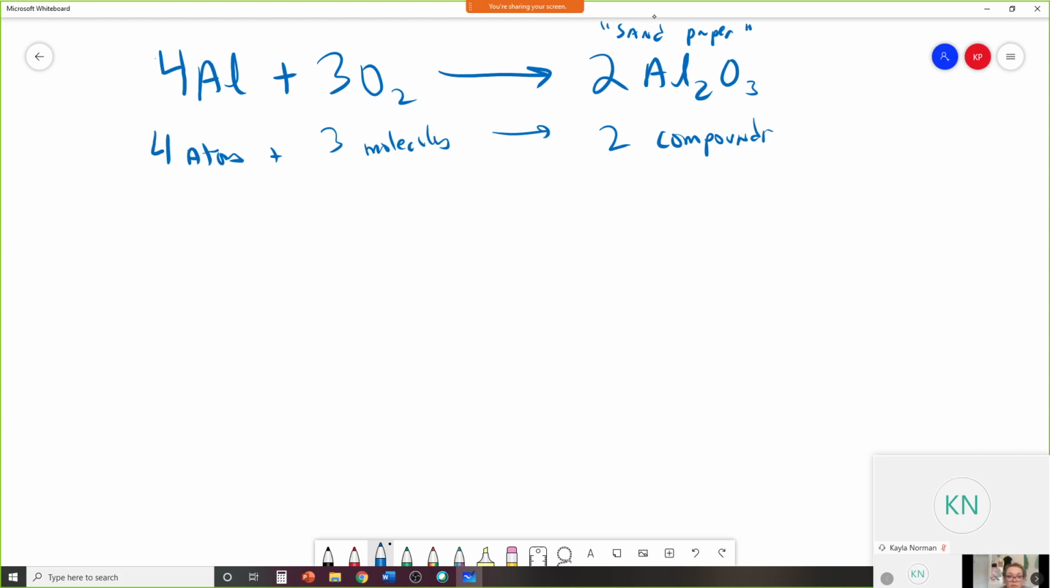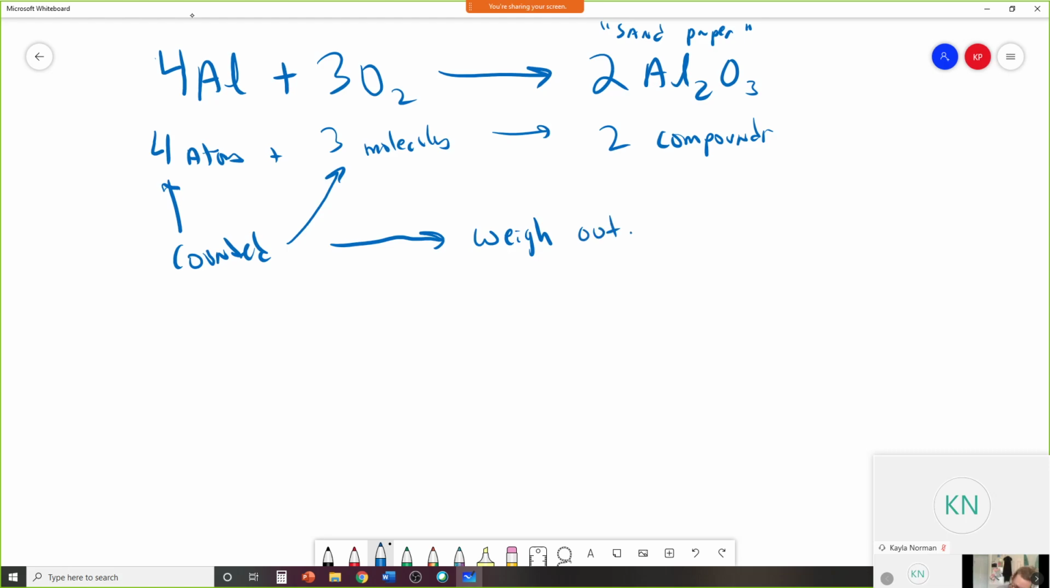So what can we do? Well, I'm not going to count out 4 bazillion atoms and 3 bazillion molecules to make 2 bazillion aluminum oxides. I'm just not going to do that. It's not practical. Okay, so what we've got to do is take a way of going from counted, these are counted, 4 and 3 is counted, to something that I can weigh out.